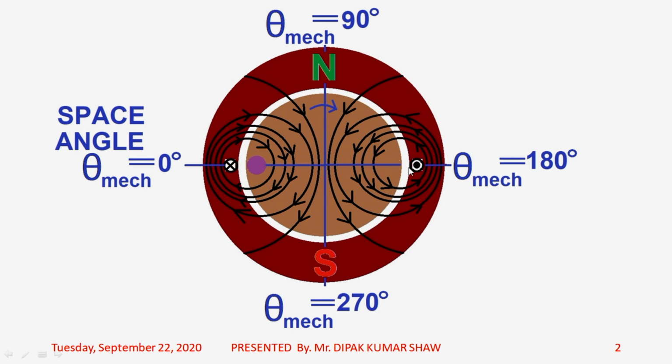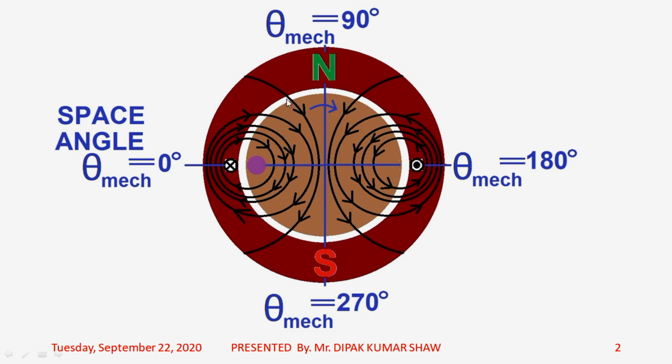So what do you find? That with the help of this space angle theta, it is very easy to locate or identify a particular point in the air gap periphery. You only have to know the value of the space angle theta, and that will let you identify very accurately which point we are talking about. So this space angle theta is defined such that we are able to identify any point along the air gap periphery.